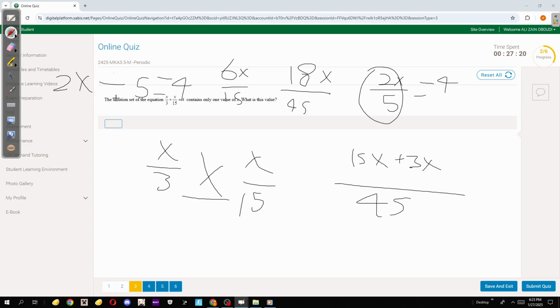Or the way the book puts it is you multiply both sides by 5, but that's needlessly complicating it. You get 2x equals 20. Divide this side by 2. You end up with x equals 10.